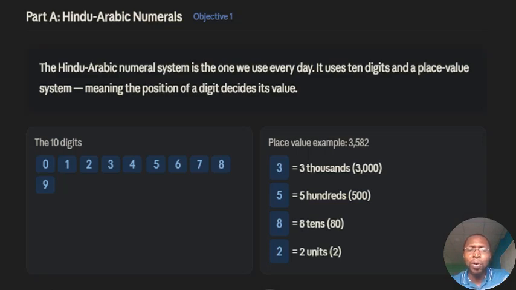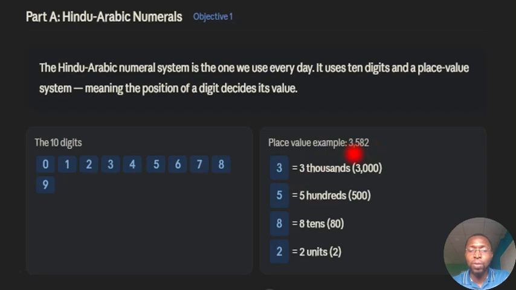The Indo-Arabic numerals are the ones we are using in our world today. In fact, it uses 10 digits as its place value system, and that is from 0 to 9. So this is 0, 1, 2, 3, 4, 5, 6, 7, 8, and 9. These numbers are called the Indo-Arabic numerals, and they have their place value system as well.